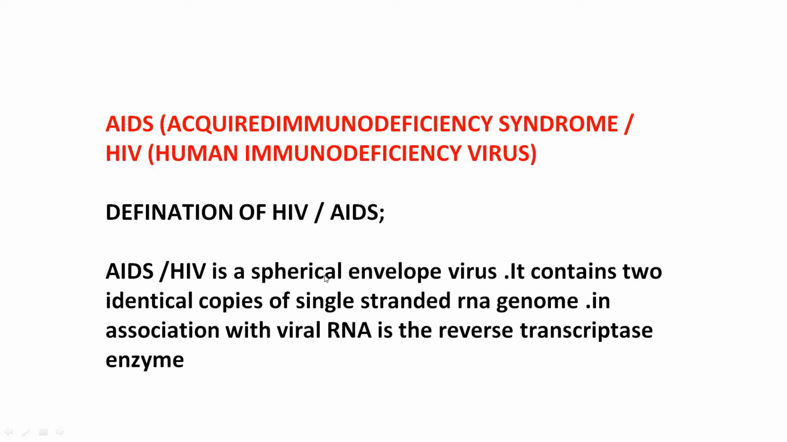So HIV is a spherical envelope virus. It contains two identical copies of single-stranded RNA genome. It's a single-stranded RNA genome virus. So viral genome is RNA and it is having an enzyme called reverse transcriptase. Enzyme is present in the HIV virus associated with AIDS, nothing but acquired immunodeficiency syndrome.